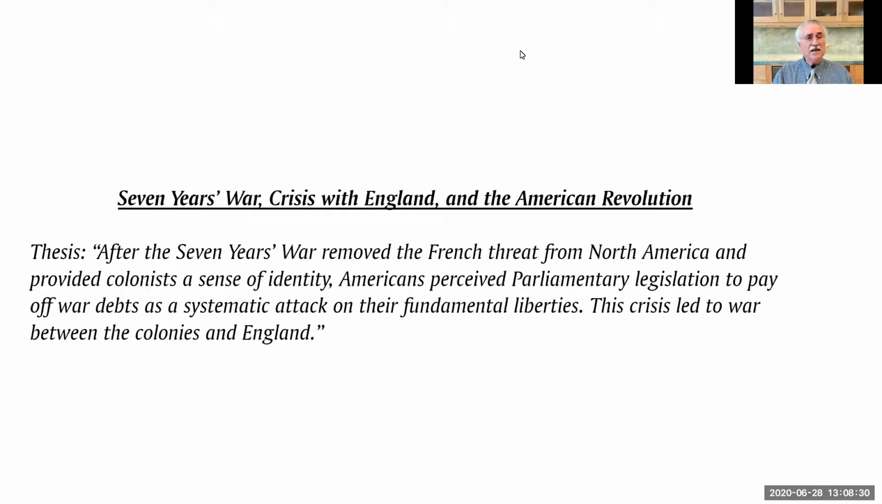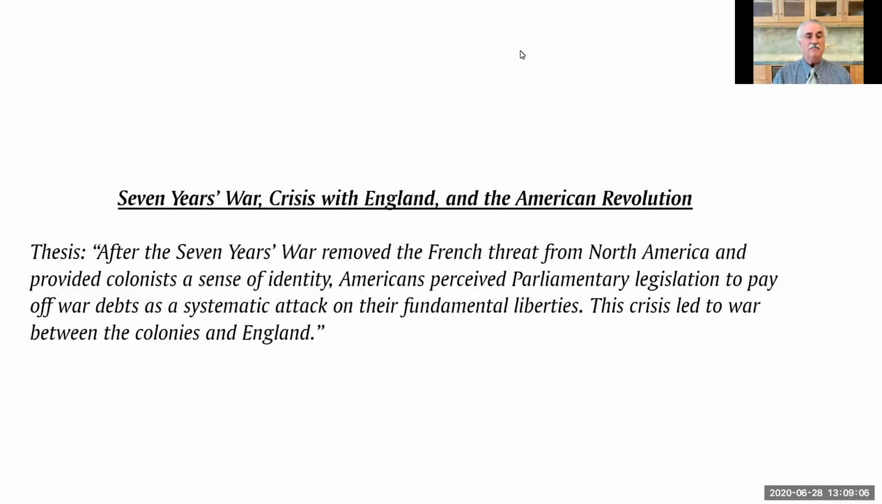The main idea we are trying to communicate and convey today is listed on your screen as the thesis statement. After the 7 Years' War removed the French threat from North America and provided colonists a sense of identity, Americans perceived parliamentary legislation to pay off war debts as a systematic attack on their fundamental liberties. This crisis led to war between the colonies and England.